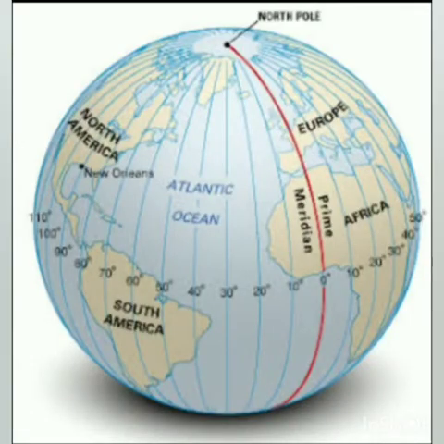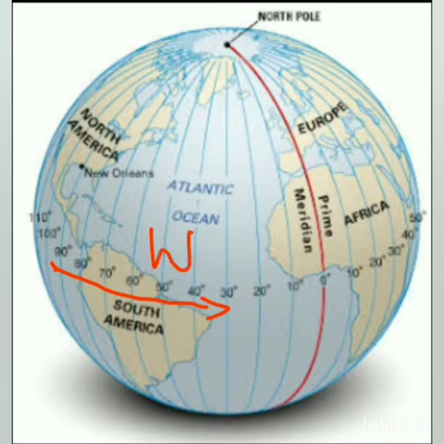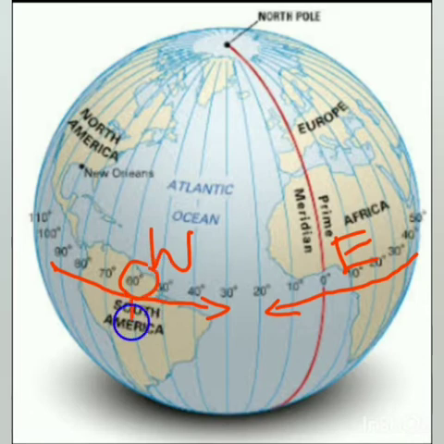In this globe, we can see very clearly where South America is lying. South America is on the west side, and the other continent, Africa, is on the east side. Here we can see 60 degrees passing in between. 60 degrees west longitude divides the continent into roughly two halves.